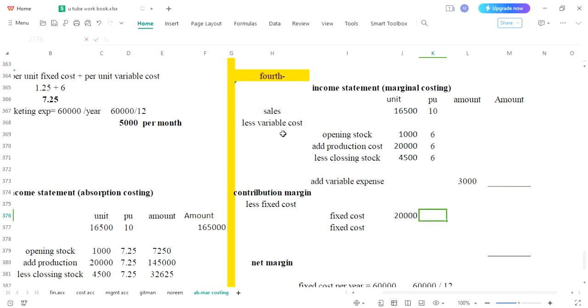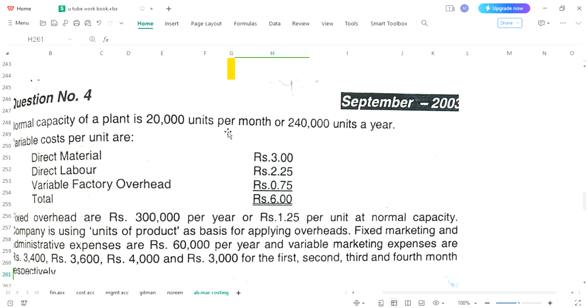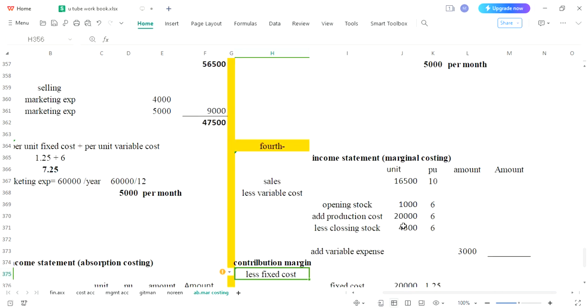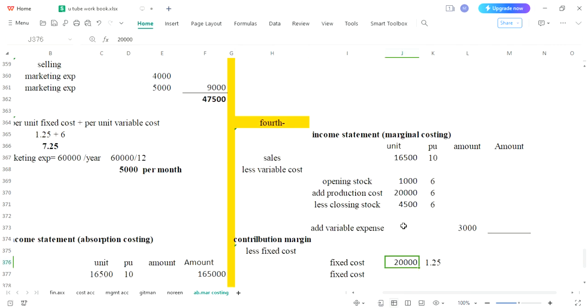20,000 units, 1.25 fixed cost. How have you taken it? Look at here. 20,000 units were mentioned, and fixed overhead 1.25 was given for normal capacity, and it would be same for all number of units. If you calculated the fixed cost for 20,000 units in the fourth part, at 1.25 per unit, it would be same no matter if you are producing 20,000, less or more.